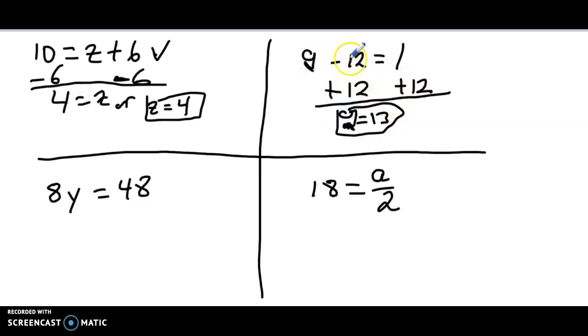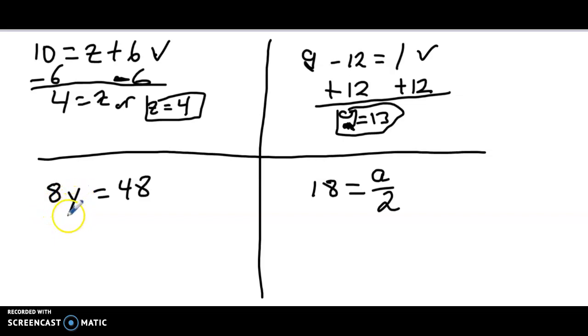Putting it in the original, 13 minus 12 is 1. Checks. Right here, I have 8 times y. It's multiplication here, even though I don't have the dot. There's a factor of 8, and that's the problem. I have to get rid of that factor.